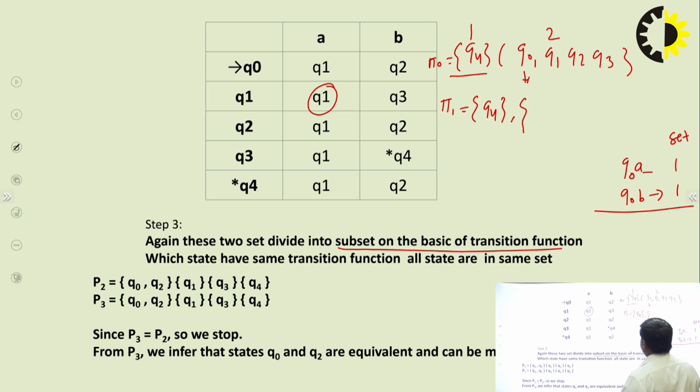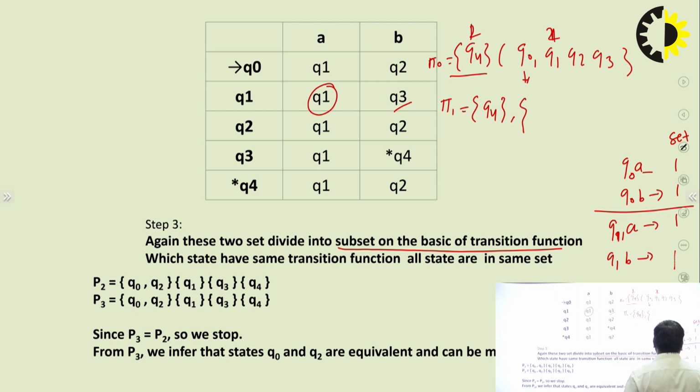We check the transition function of Q1. Now, Q1 on A and Q1 on B. Q1 on A is Q1, set number 1, and Q1 on B is Q3, again set number 1. It means Q0 and Q1 lie in the same set.